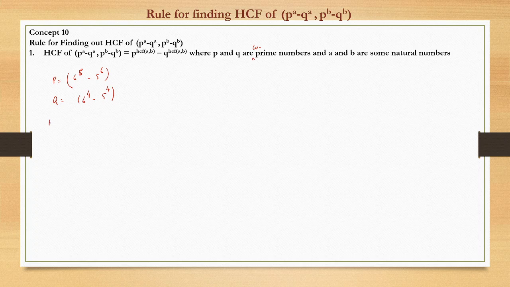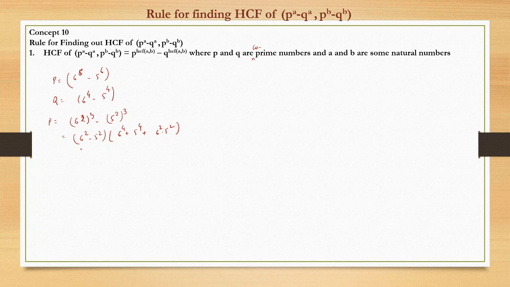Let us see. We can write P as 6 square whole cube minus 5 square whole cube. So this is a cube minus b cube. We know a cube minus b cube is (a minus b) into (a square plus b square plus ab). So that will be 6 square minus 5 square into the other factor, right?